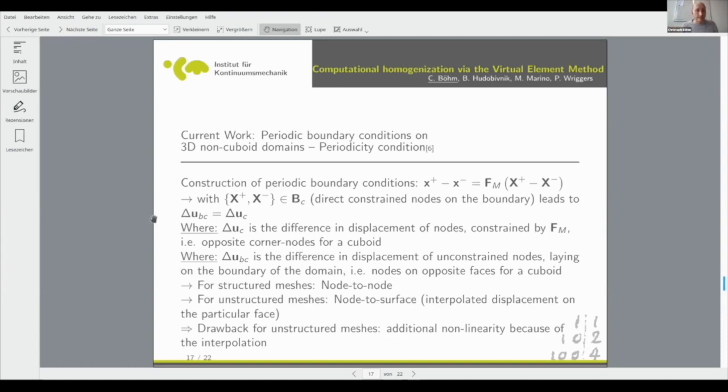The problem here is that if we have RVEs, we would have an unstructured mesh. That means we could not apply node-to-node periodic boundary conditions, but we would have to apply node-to-surface periodic boundary conditions, right? You can imagine, if you have a cube and you have a node on one side, then on the other side, at the same position of the cube, you will find a surface. So you have to use the interpolated displacement on that.